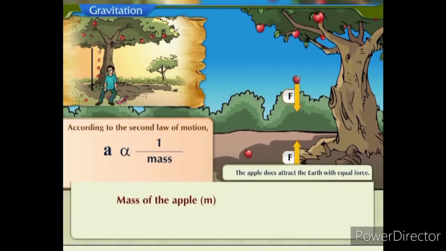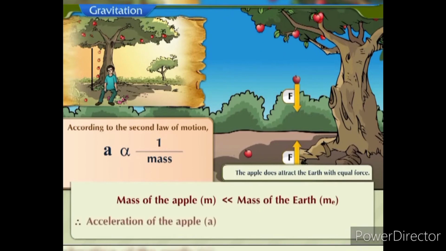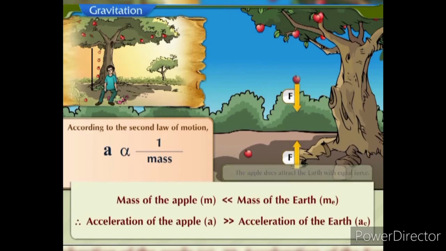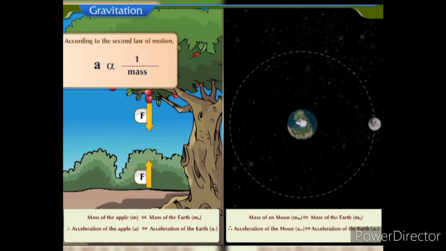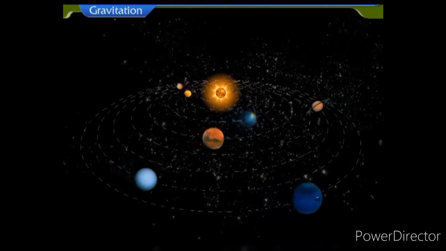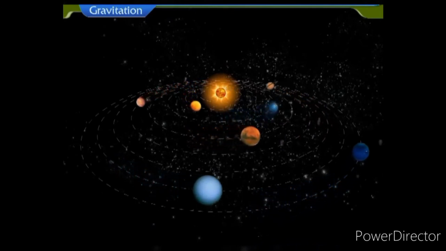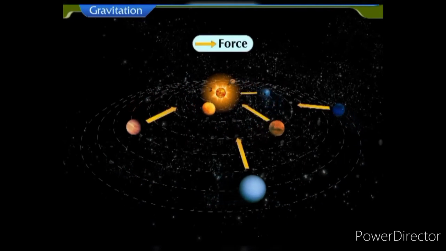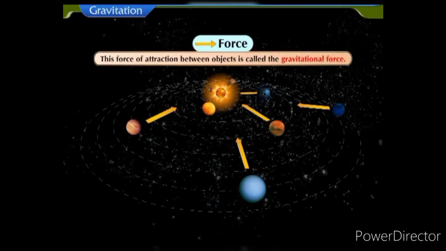The mass of an apple is negligibly small compared to that of the earth, hence the acceleration of the apple is very large compared to that produced in the earth. So we do not see the earth moving towards the apple. In the same way, the earth does not move towards the moon. In our solar system, all the planets go around the sun. Therefore, there exists a force between the sun and the planets. This force of attraction between objects is called the gravitational force.